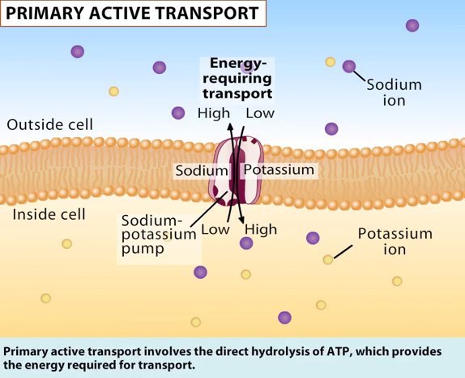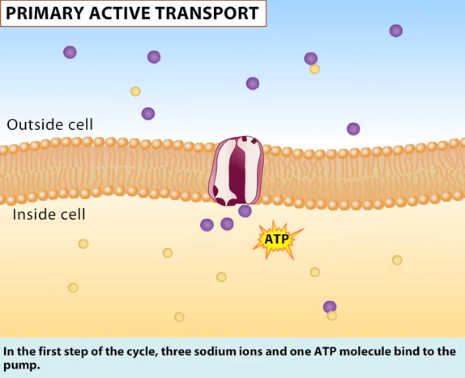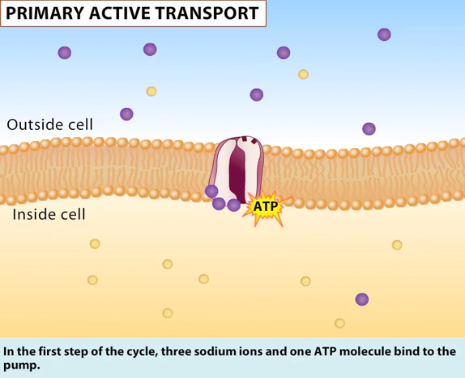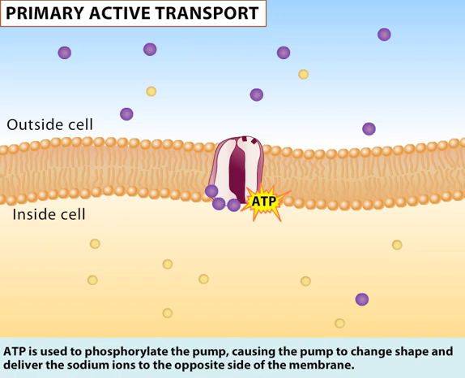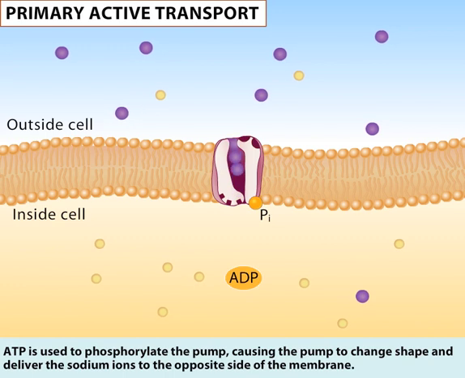Primary active transport involves the direct hydrolysis of ATP, which provides the energy required for transport. In the first step of the cycle, 3 sodium ions and 1 ATP molecule bind to the pump. ATP is used to phosphorylate the pump, causing the pump to change shape and deliver the sodium ions to the opposite side of the membrane.